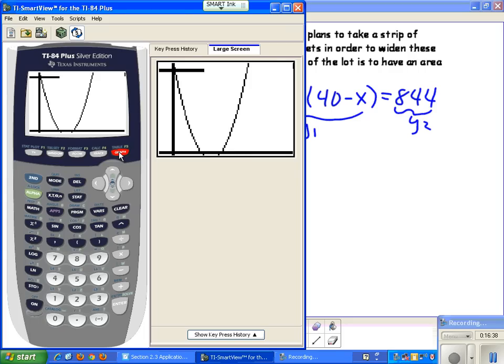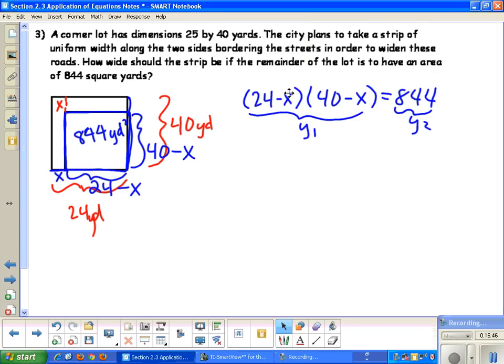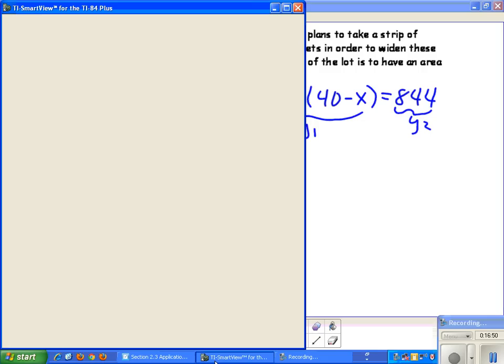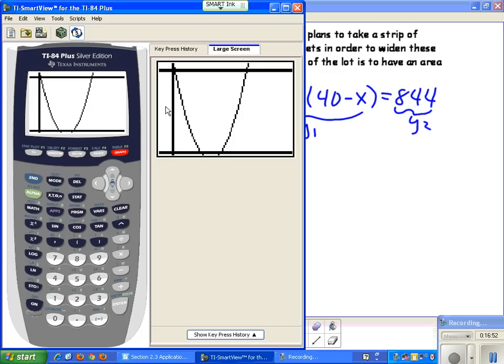So notice for this graph, my parabola is opening upwards because if I were to multiply and combine like terms on this right here, notice that we have -x and -x. That would give you a positive quadratic term, which is why the parabola is opening this way. This line right up here is y equals 844. So now I need to find this intersection here and this intersection where my arrow is right here.